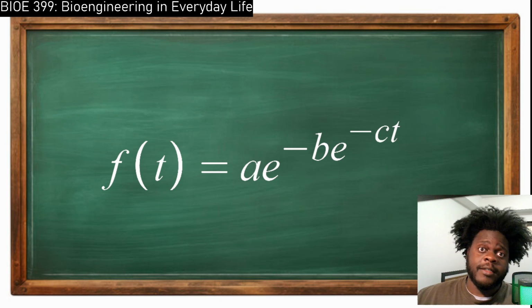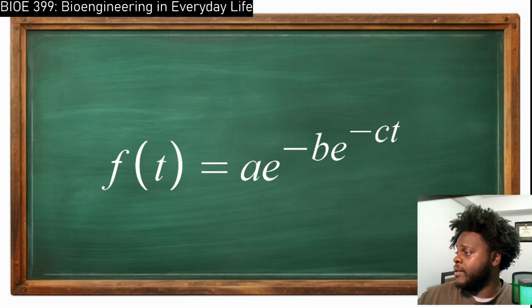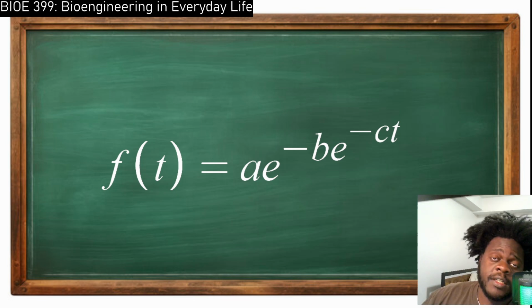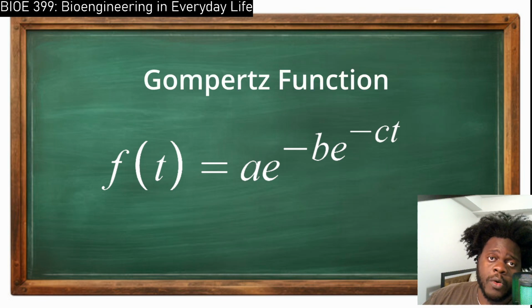I'm your instructor, Dr. Craig, and today we're talking about this equation and how it relates to fermented foods like yogurt and many other things. This function is called the Gompertz function or Gompertz curve, and it's a sigmoid function, meaning it's like an S-shaped curve, and it's a special case of a logistical function.